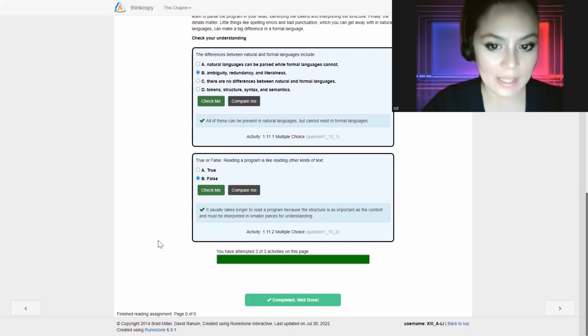Reading a program is not like reading other kinds of text. It usually takes longer to read a program because structure is as important as the content and must be interpreted in smaller pieces of understanding.